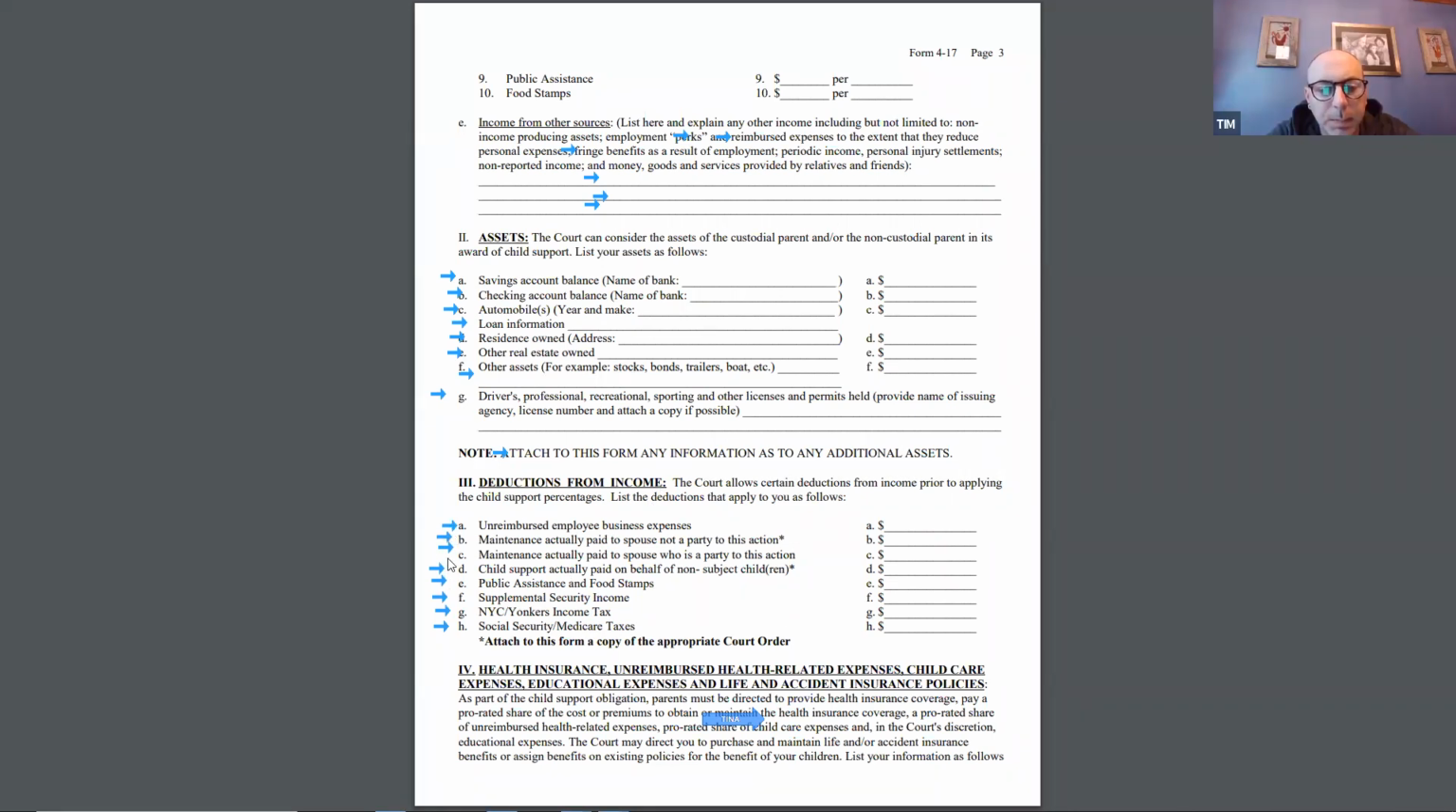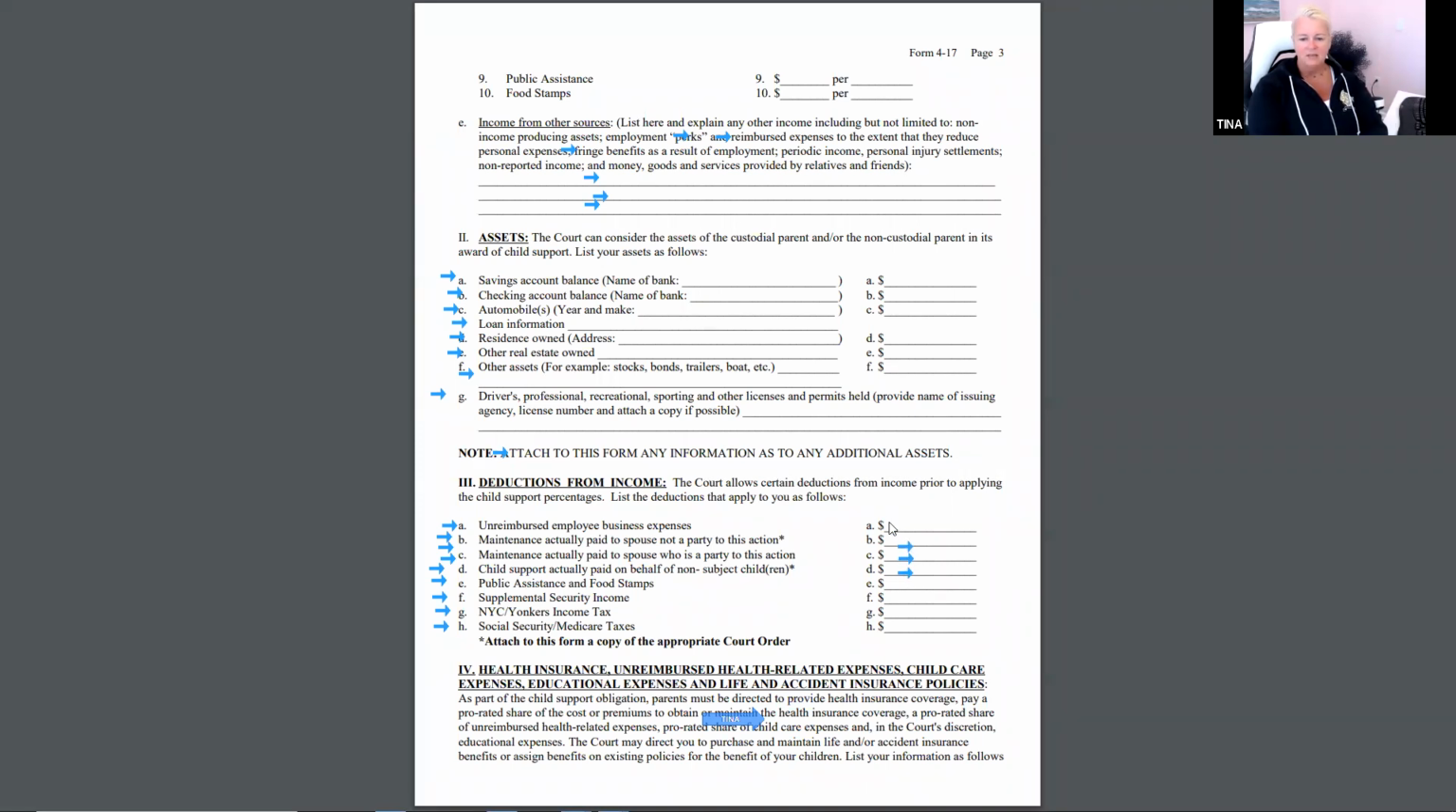Is already taken out. Generally, we're not making thorough recommendations, but look, put that and say see tax return. But for maintenance paid to another spouse, you're going to have to provide proof. Make sure you have the document. Maintenance paid to a spouse who's a party of the action, you know what that is. Put that there. Child support paid to another child, put that there also. These three things, you know what they are.